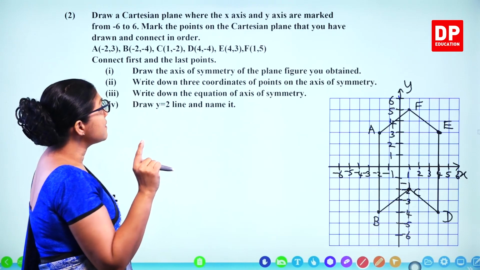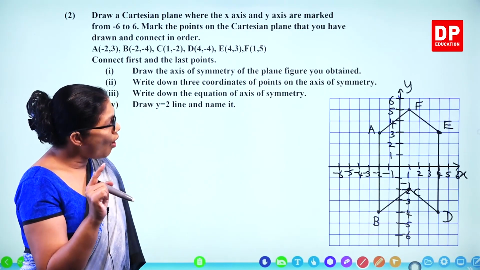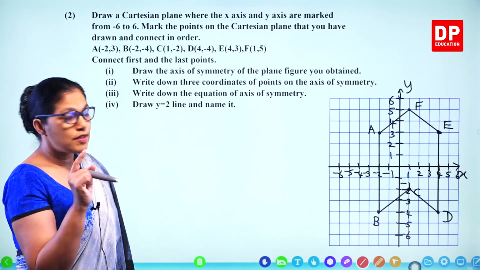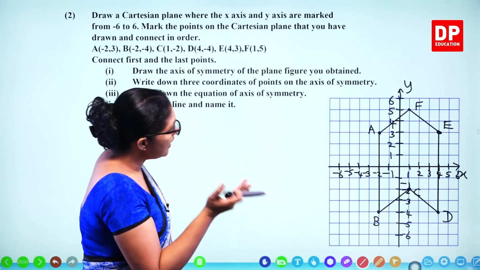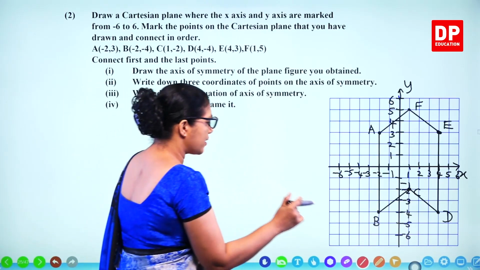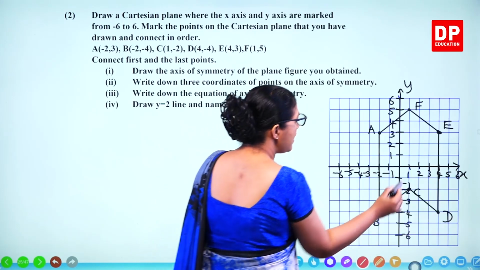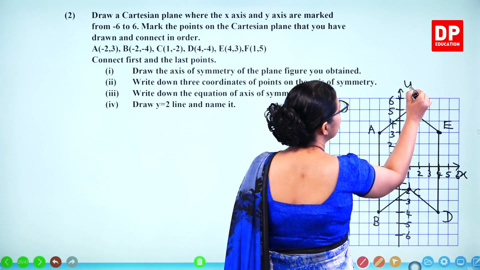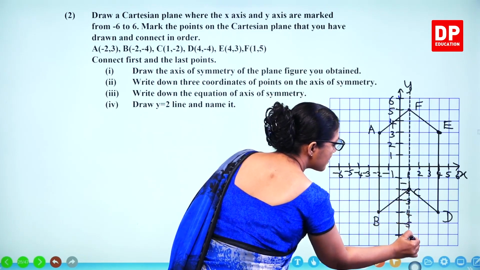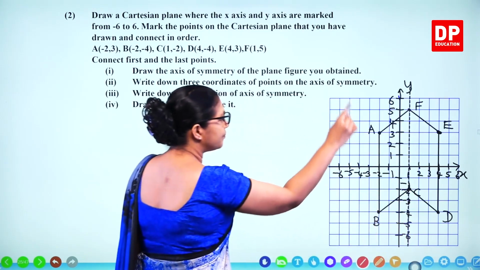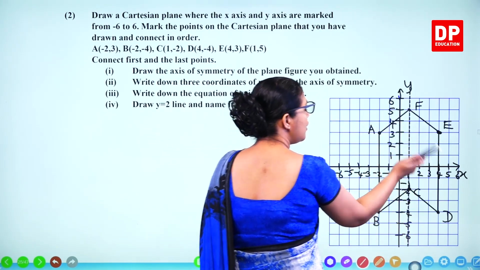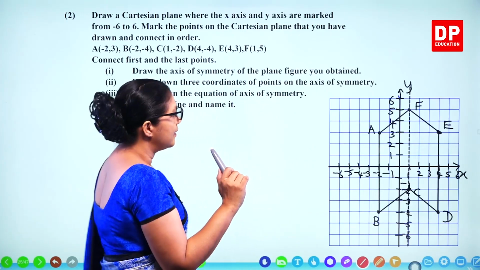Draw the axis of symmetry of the plane figure. You obtain the axis of symmetry, dividing it into 2 equal parts. So you can draw the axis of symmetry here. This is the axis of symmetry, which equally divides it into 2 parts.